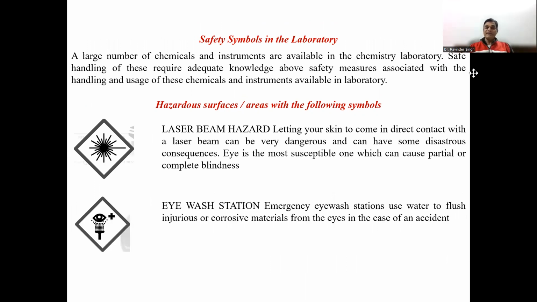The next symbol represents an eye wash station. An emergency may occur at any instance during the experimentation process, so we generally require a particular area for eye washing. That symbol represents the eye wash station emergency. Eye wash stations use water to flush injurious or corrosive materials from the eyes in case of an accident.